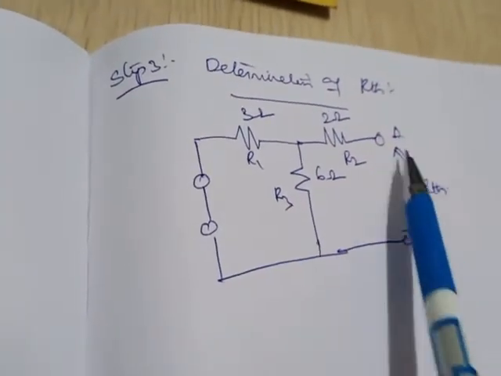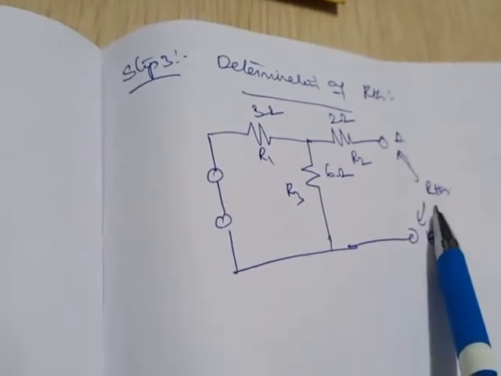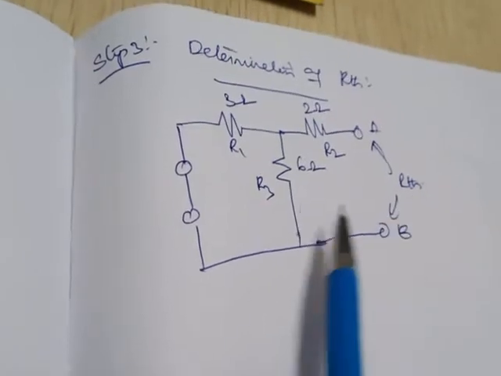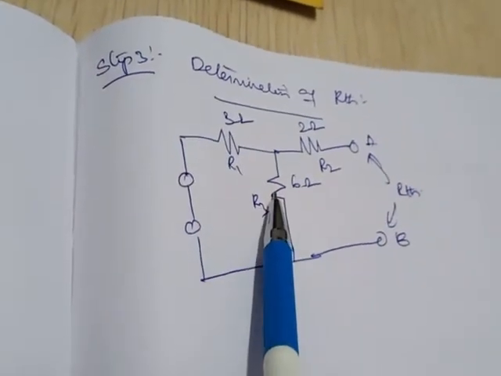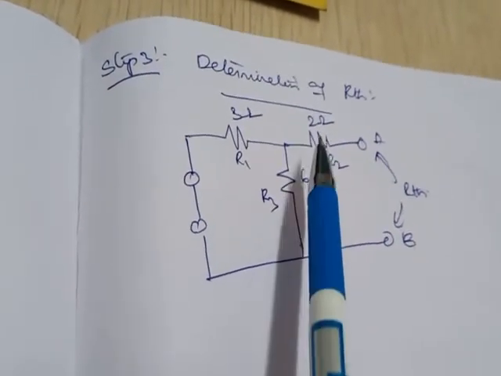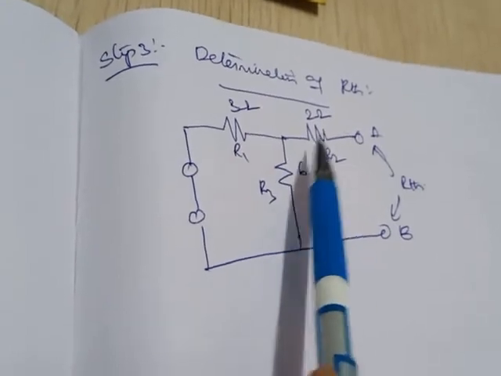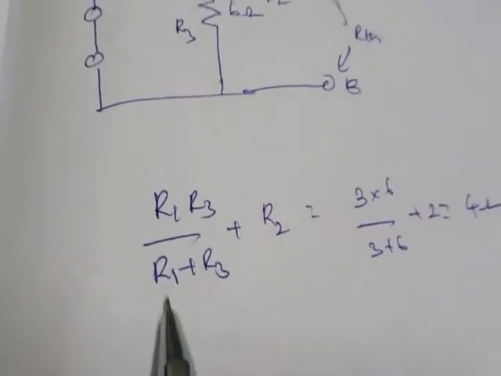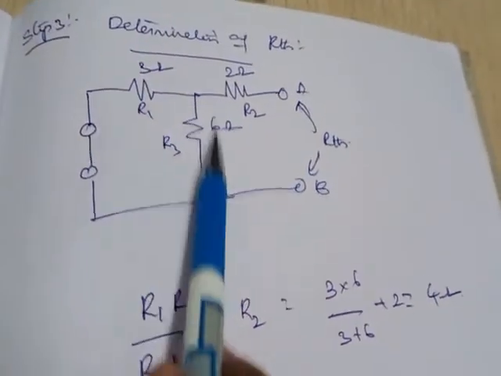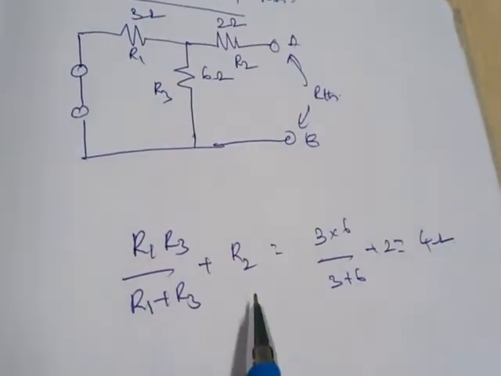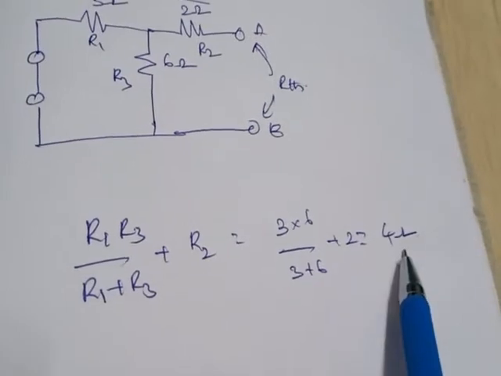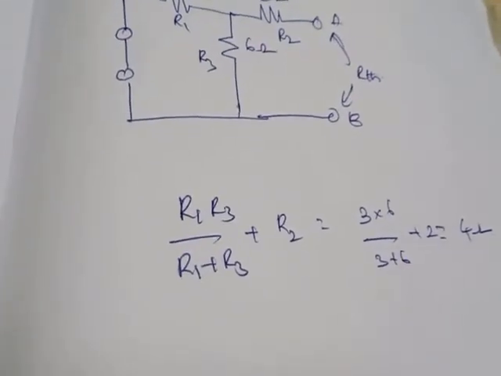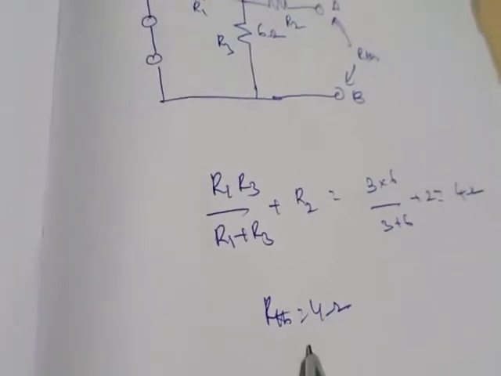Between the A and B terminals you need to find RThevenin, which is nothing but the Thevenin's equivalent resistance. So how are R1 and R3 connected? They are connected in parallel. The resultant will be connected in series with R2. So the equation can be written as R1 R3 divided by R1 plus R3, since these two are in parallel, and the resultant is in series with R2. If you solve that, you get 4 ohms. Therefore RThevenin is equal to 4 ohms.